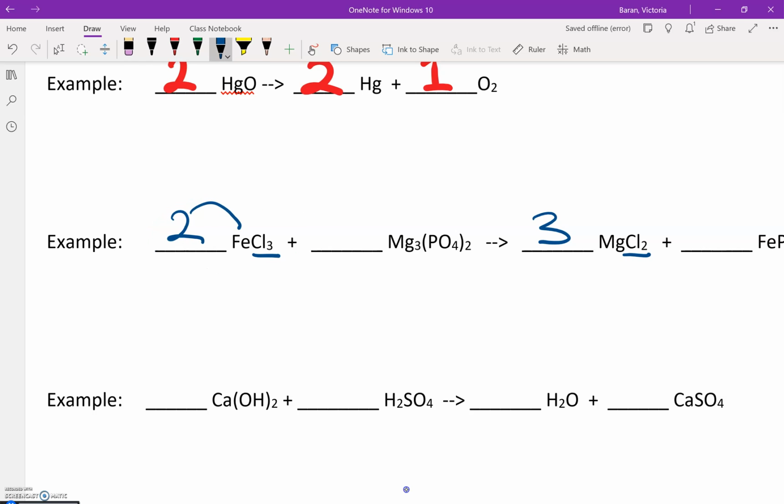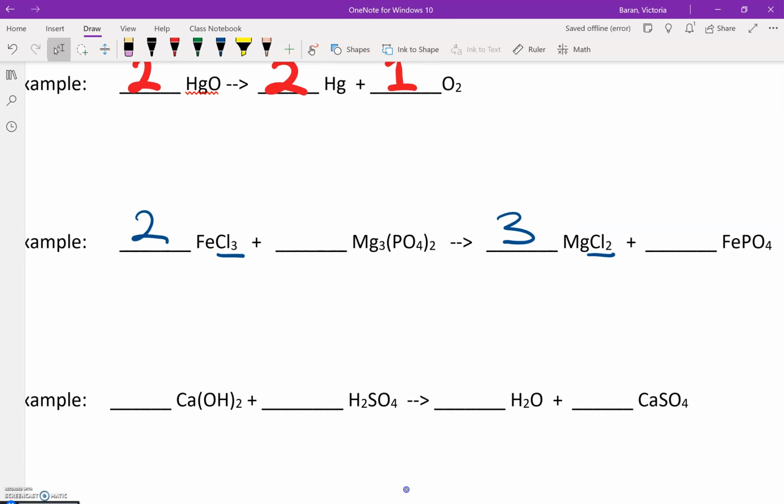Again, that 2 gets distributed to everything. This is like saying I have 2 of these. That's what that is saying. So I have 6 chlorines on this side, and I have 6 chlorines on this side, because 3 times 2. Okay. However, when I did that, I changed some things, okay? I'm going to start over here.